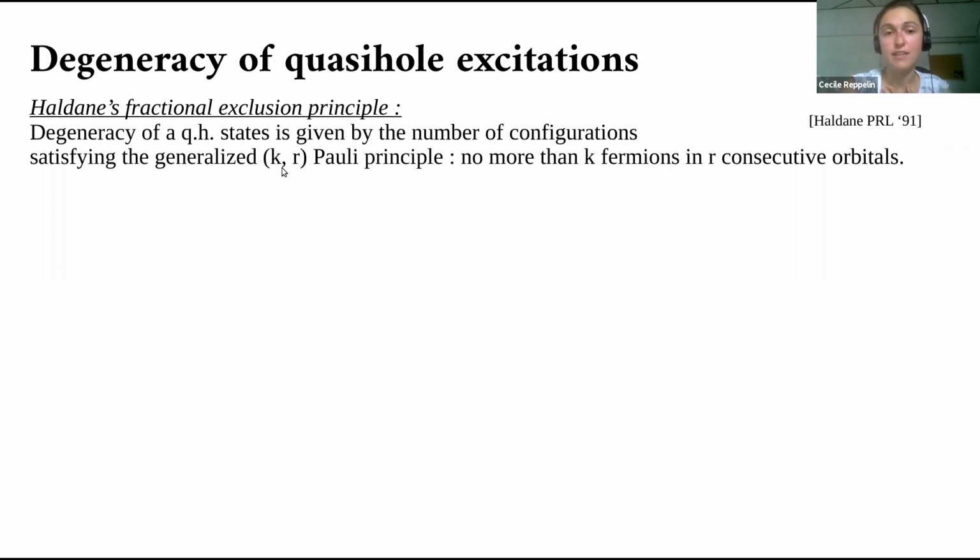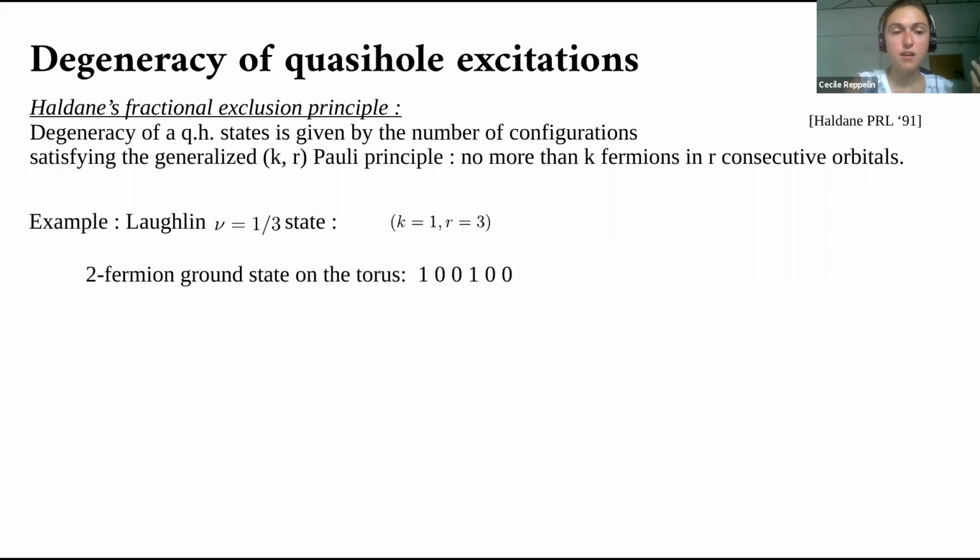And when I say a k-r Pauli principle, it means that I should have no more than k fermions in r consecutive orbitals. So I'm going to give an example right away to show what that means. Again, using the Laughlin 1/3 example, so for the Laughlin 1/3, k equals 1, r equals 3. And let's start with the ground states. I'm starting to be as simple as possible. I'm using 2 fermions.